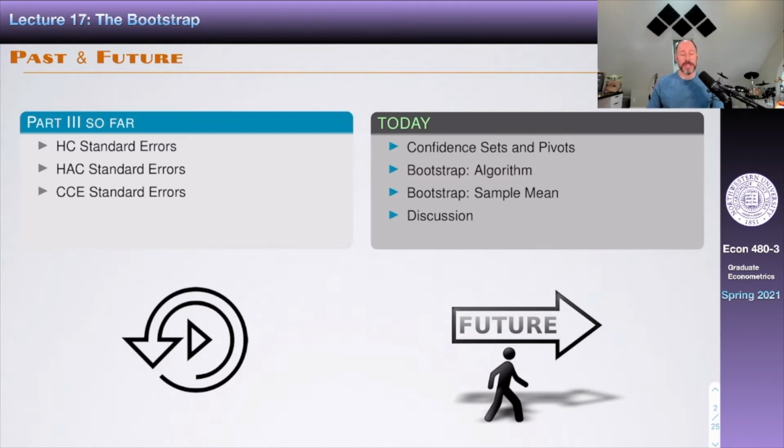And today and tomorrow, that's the case. We're going to think about how to do inference. At the end of the day, we're concerned about how to estimate standard errors correctly because we want to have a t-statistic that is asymptotically normal so that we can construct a confidence set or do hypothesis testing.